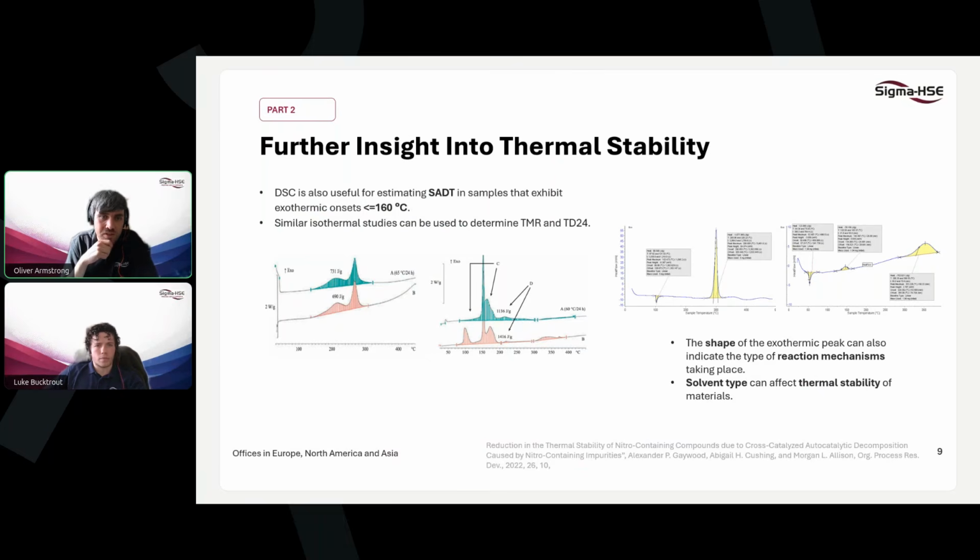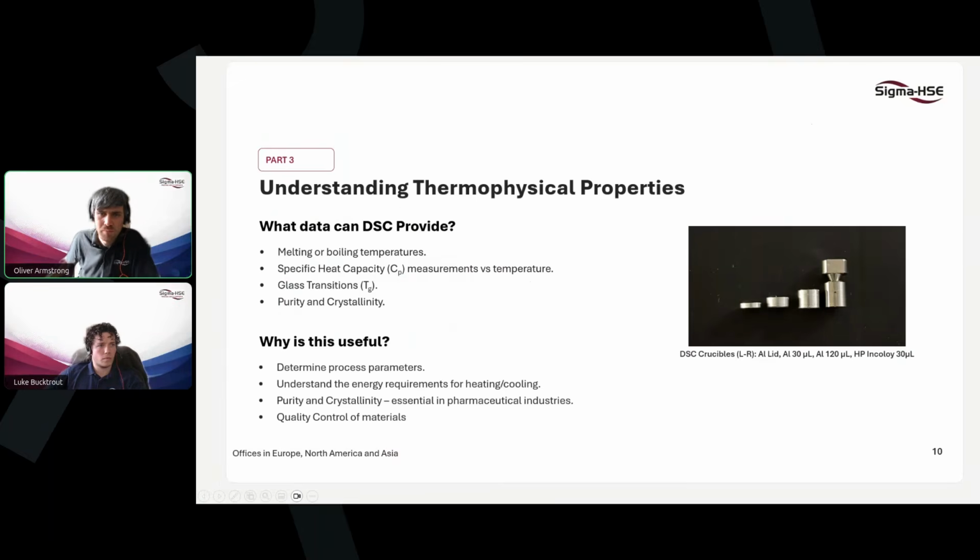So we've discussed and focused here now in this section a lot on exothermic behavior. So Luke, do you want to tell us about some endothermic analysis that we can also perform using our DSC?